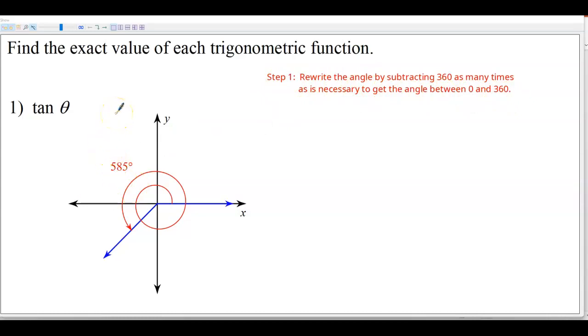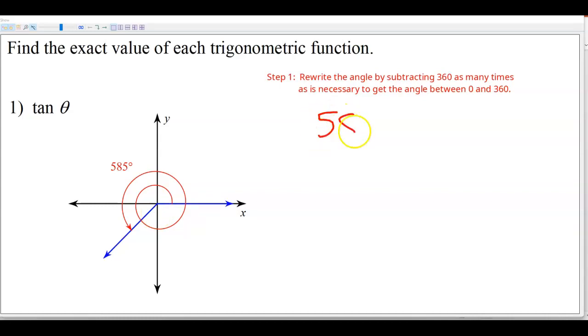Also, I'm not asking you to find all 6 trig ratios. I'm only asking you to find 1. Okay, so step 1 is to rewrite this angle by subtracting 360 from it as many times as is necessary until you get the angle to be between 0 and 360. That way we can actually use our unit circle.